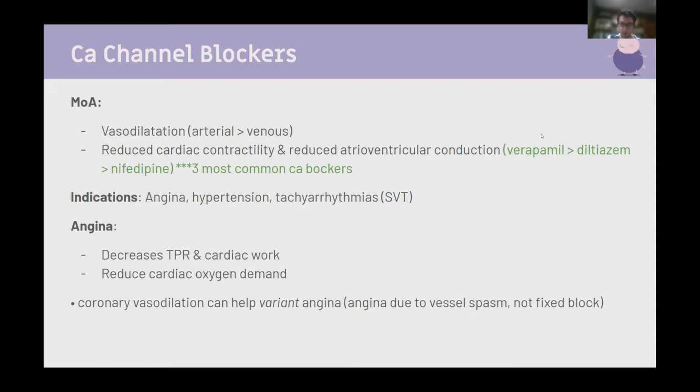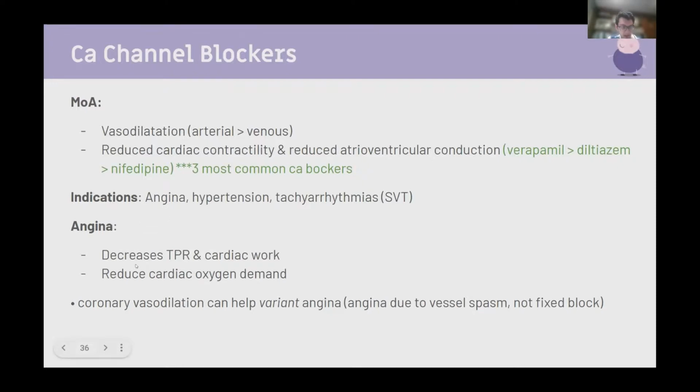So verapamil, diltiazem, and nifedipine. We'll show these in a moment, but these are the three most common calcium blockers. Indications are angina, hypertension, tachyarrhythmias, anything when we want to decrease the work of the heart.